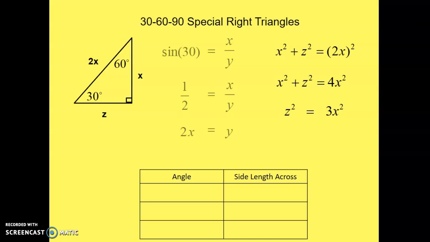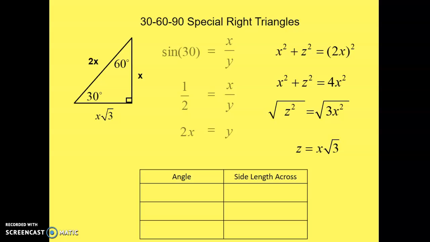Okay, next we want to get z by itself, so we're going to square root both sides of our equation. And what that comes up with is z is going to equal x root 3. So we're going to switch this around so that the x doesn't look like it's in the square root sign, it's on the outside. But we have z is equal to x root 3. The square root of x squared is just x, and the square root of 3 is just the square root of 3. So what we can do now is replace the z in our triangle with x root 3.